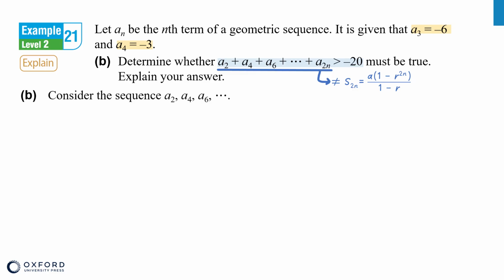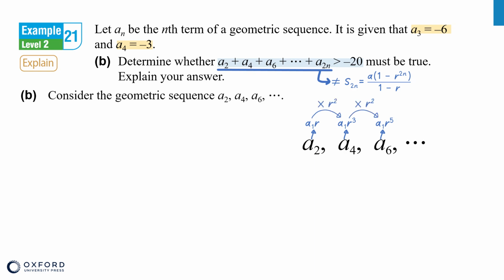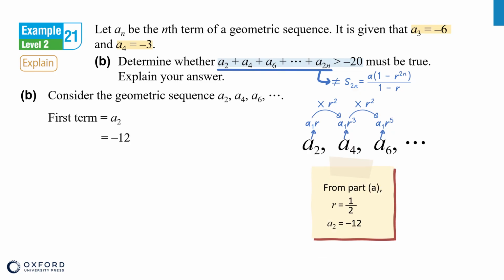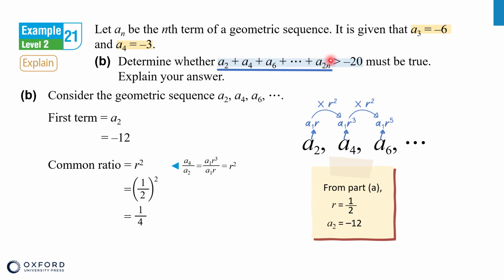Instead, we should consider a new sequence, A2, A4, A6, and so on, expressing each term of this sequence in terms of A1 and R. We can observe that this new sequence is also a geometric sequence. For this new sequence, the first term is A2, which is -12, and the common ratio is R squared, that is 1/4. So the sum of A2, A4, A6 until A2n is the sum of the first n terms of this geometric sequence. How could we determine whether this sum is greater than -20 for any n?